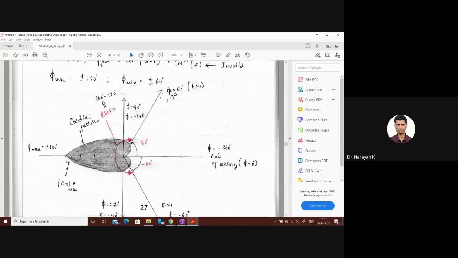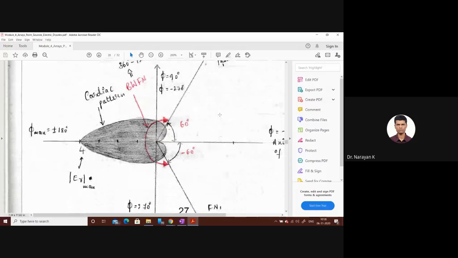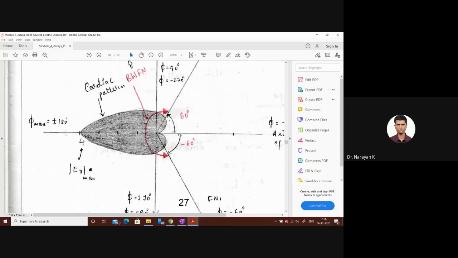So can you see this plot? All of you? Yes, sir. Please draw this plot. Next, you have to find the beam width between the first nulls. Please draw this plot, all of you. Then we can do the beam width between the first nulls.